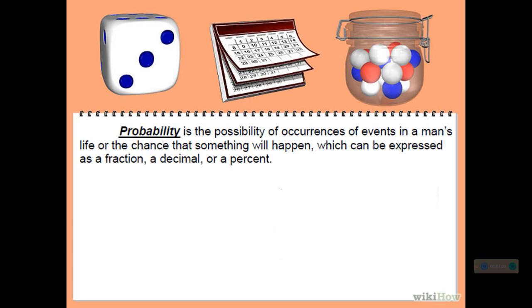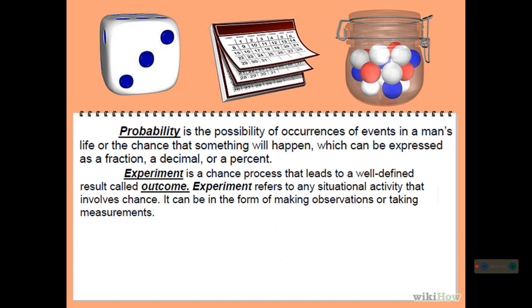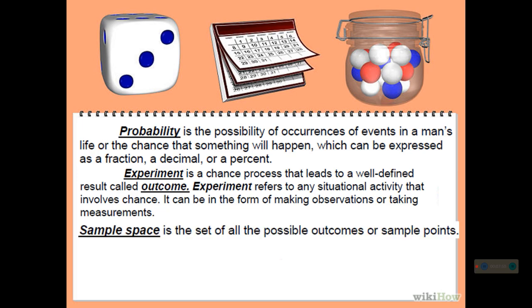So let's define again the probability. Probability is the possibility of occurrences of events in a man's life, or the chance that something will happen, which can be expressed as a fraction, a decimal, or a percent. Experiment is a chance process that leads to a well-defined result called outcome. Experiment refers to any situational activity that involves chance. It can be in the form of making observations or taking measurements.